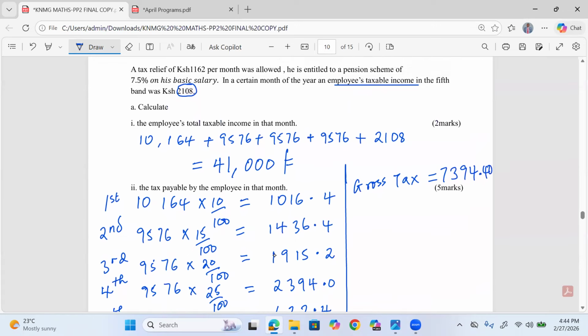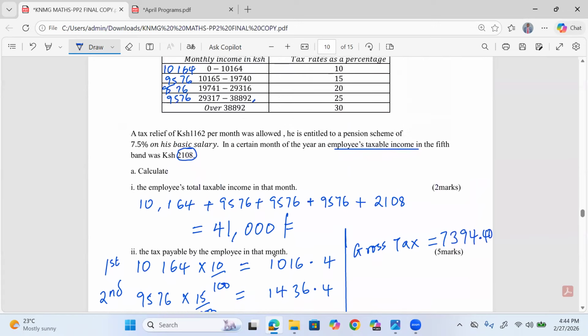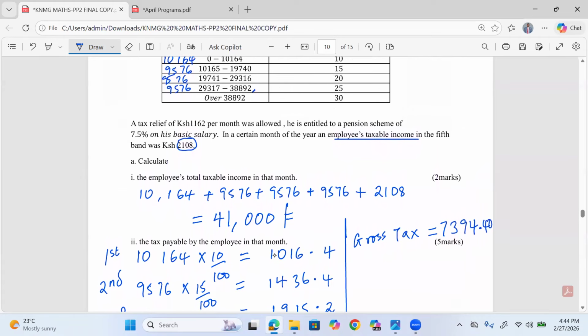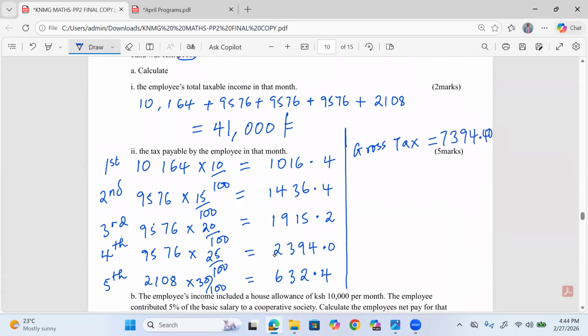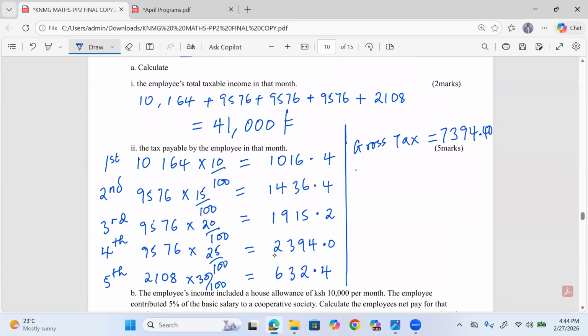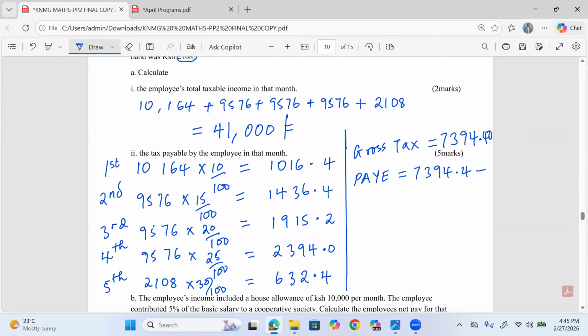But now we need the payable tax, or rather the net tax, the PAYE. You know, there is a tax relief given per month. And that means PAYE is gross tax minus relief. So minus a relief of what? 1162.